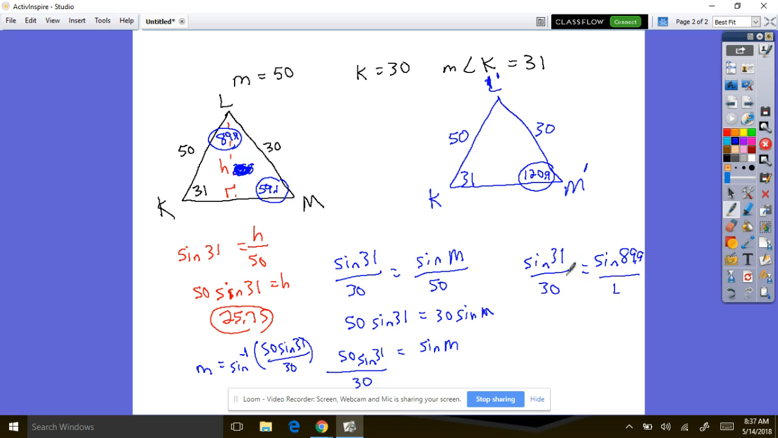And then, y'all know what to do here? 30 sine 89.9 equals little l sine 31. Yep, divide by sine of 31. So little l is equal to whatever that is. Calculator. 30 sine... and I get 58.24, or we're just going to say 58.2. All right, that's one triangle solved.